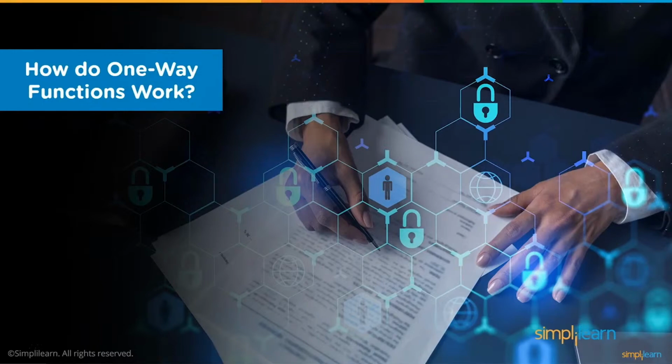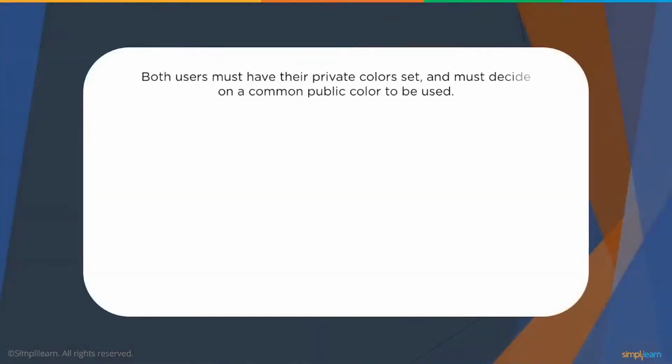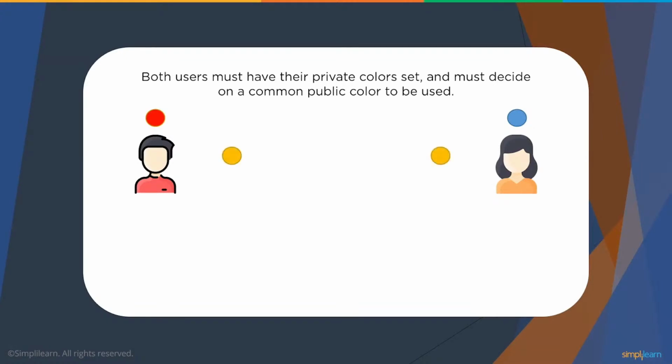To better understand how one-way functions work, let's take a look at this exchange process using color theory. Initially, both users must have a private color decided on their own, and it should not be made public, even to the user with whom we will be exchanging keys. Let's say the first user has a private color of red and the second user has a private color of blue. Next, they should have a common public color, which can be decided over insecure channels if need be.